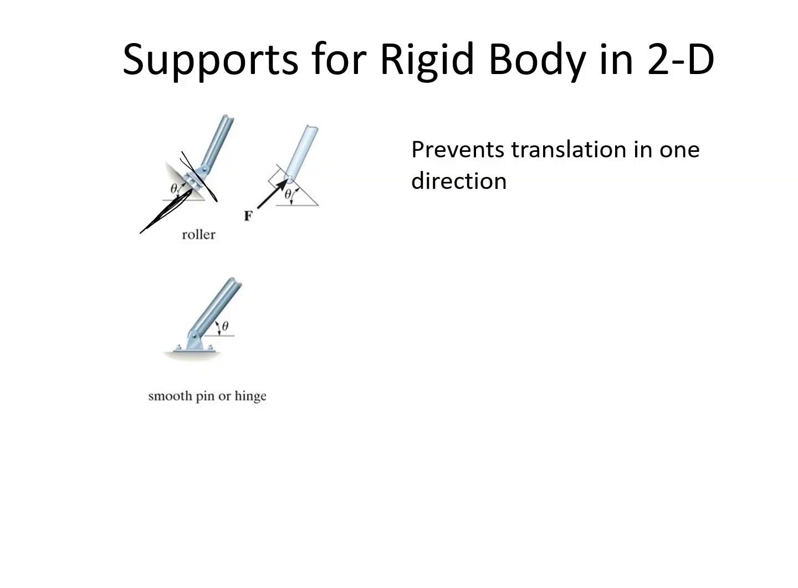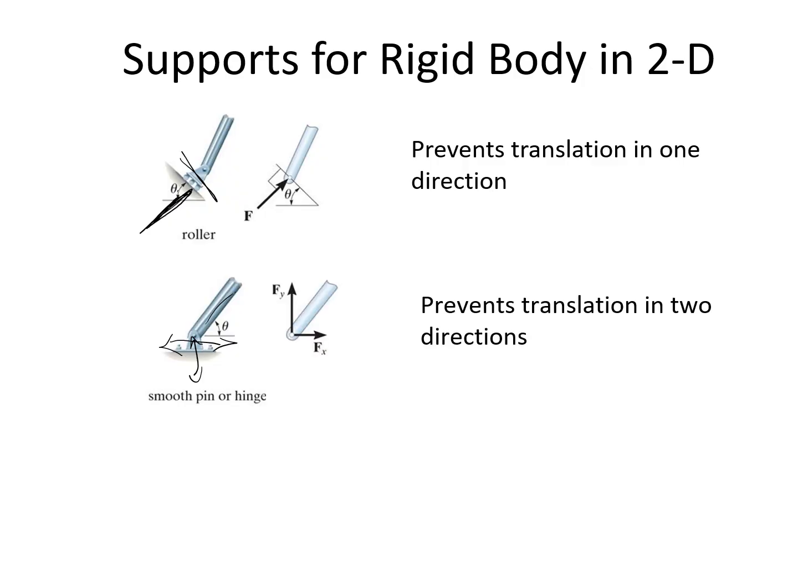In this case, the body can't move left or right or up or down. It's prevented from translating in two directions. And so we have two forces that are reactions, a force in the x direction and a force in the y direction, because it prevents translation in two directions.